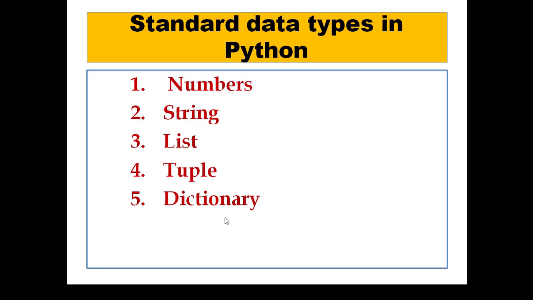Standard data types in Python we have already introduced in lecture 6 part A. They are number, string, list, tuple, dictionary, and we have covered numbers and string in the last lecture. Today we are going to deal with list and tuple.